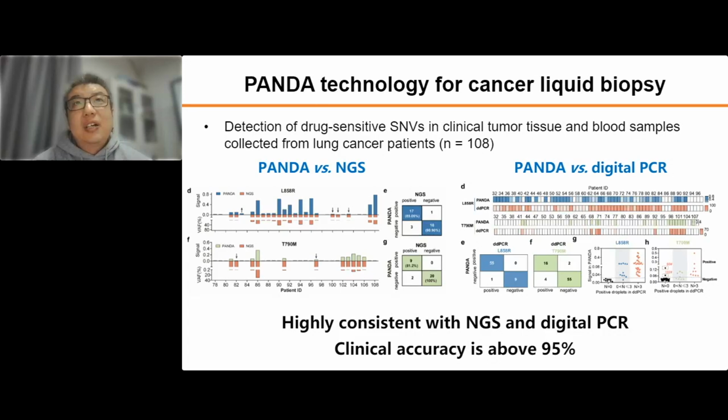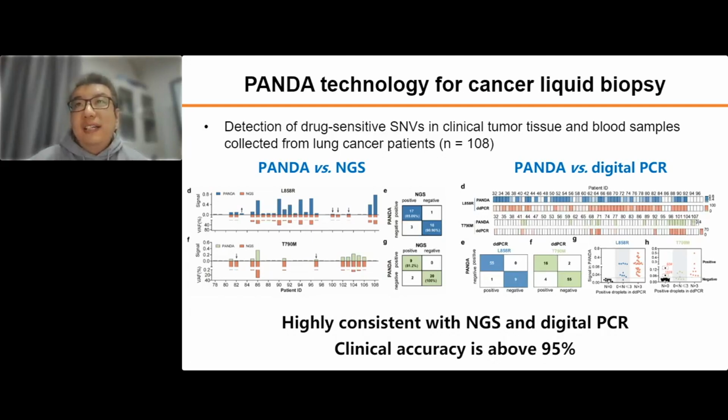In this case, we collected clinical samples from 108 cancer patients, and we detected the drug-sensitive SNVs in these clinical tumor and blood samples. We also compared our PANDA technology with NGS deep sequencing and digital PCR. They show high consistency with those two state-of-the-art techniques, and the general clinical accuracy is about 95%.